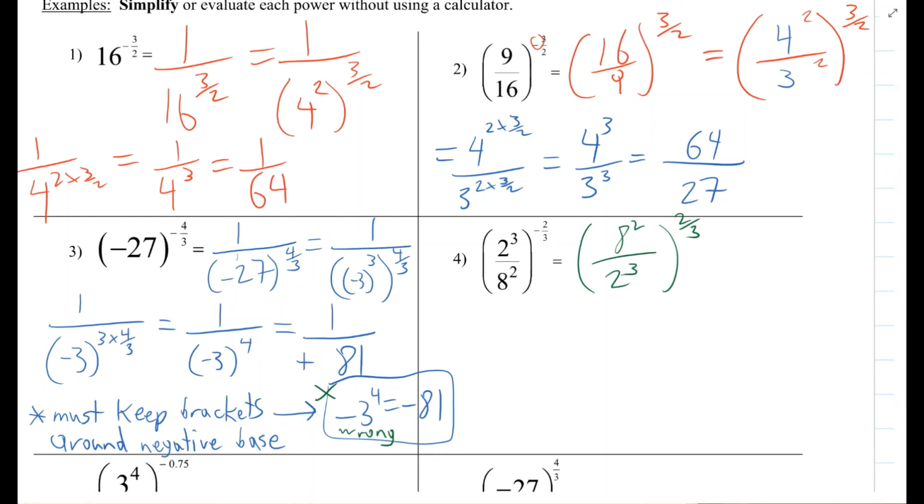Now that we fixed it, is this 2 cubed, that 3 going to be a problem? No. What about this 8 squared, the 2? Is that going to be a problem? Yeah. Oh, yeah. So obviously something needs to happen there. So let's evaluate it. Okay, what does 8 squared equal? 64.